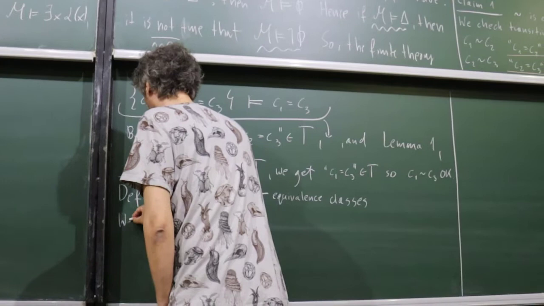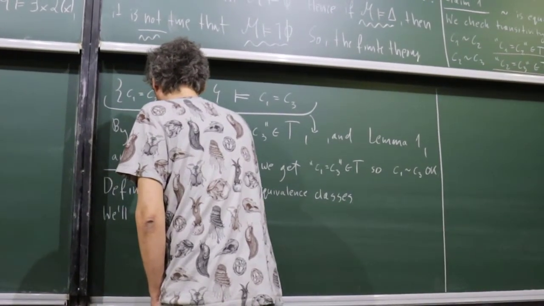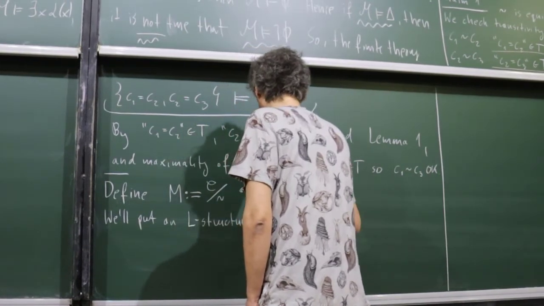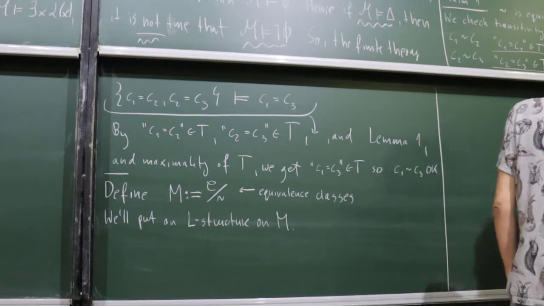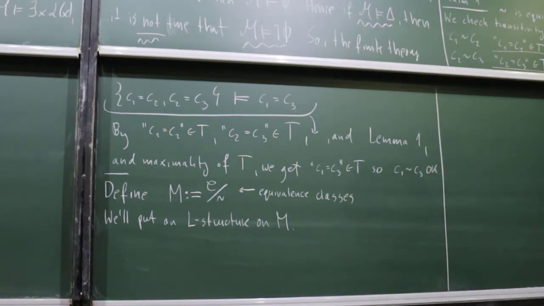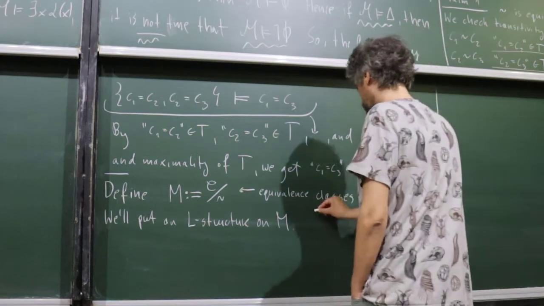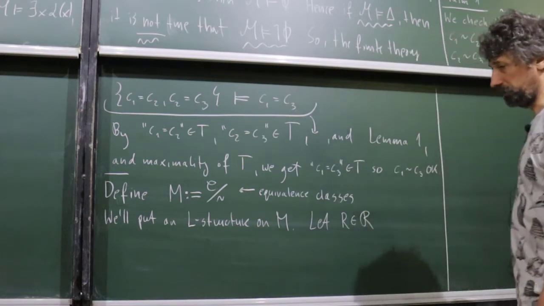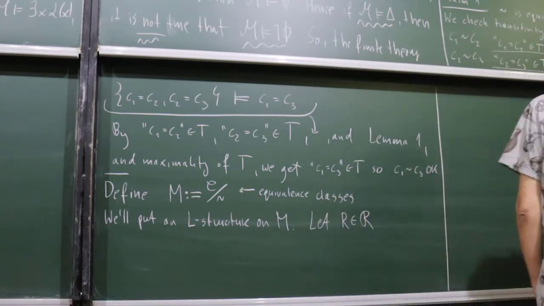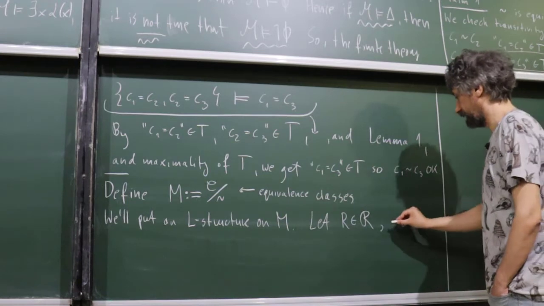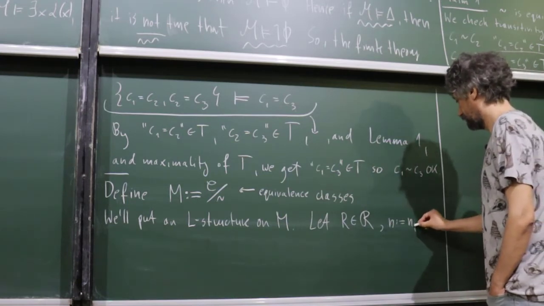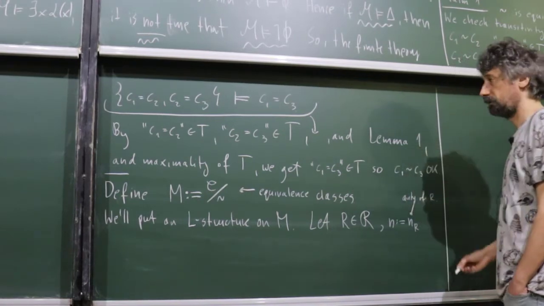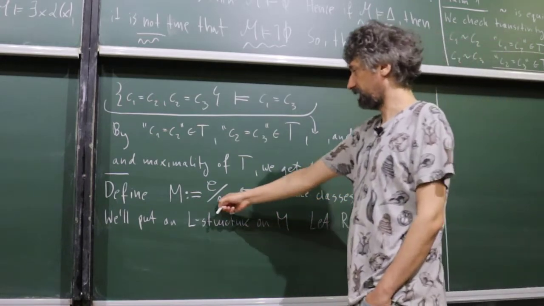Okay, so we will put an L structure on M. So let's start with relations. How do we interpret this relation symbol, which has some arity? Isn't M equal to C, the set of equivalence classes of this relation in C?